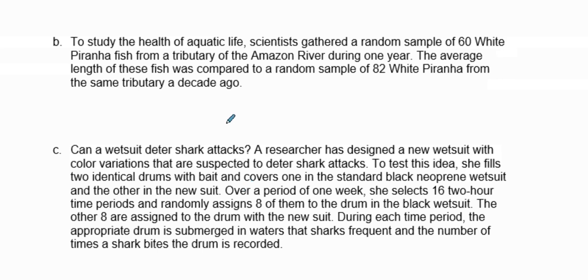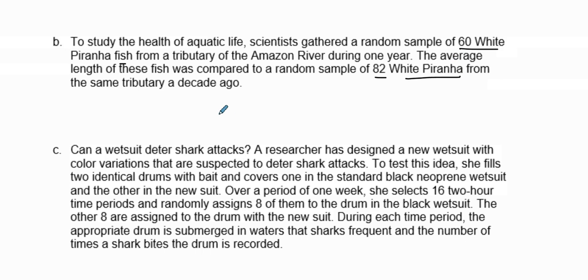And we're back. All right, so to study the health of aquatic life, scientists gathered a random sample of 60 white piranha fish from an Amazon river during 1 year. The average length of these fish was compared to a random sample of 82 white piranha fish from the same river a decade ago.